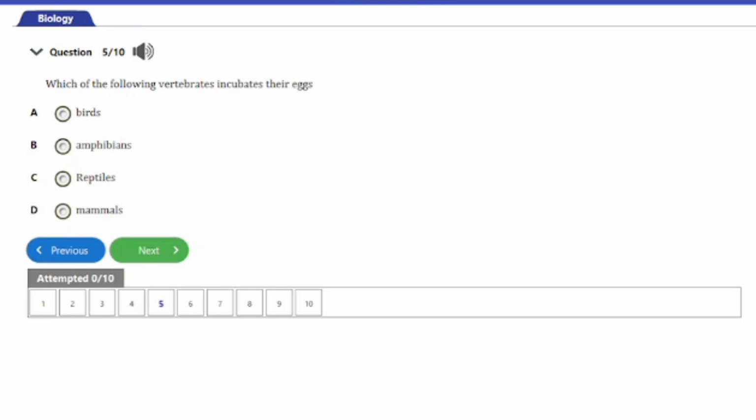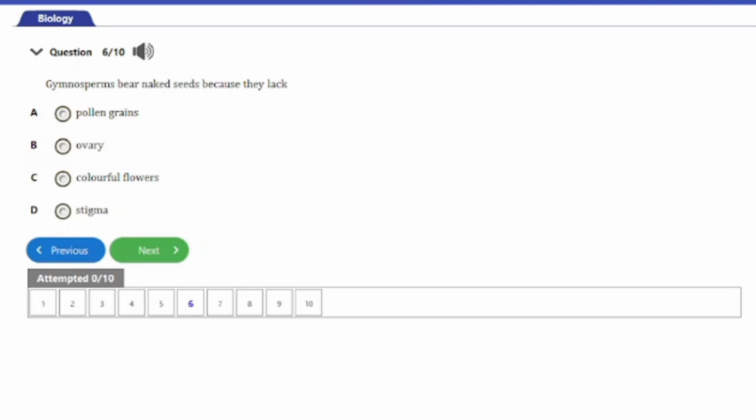Question number 5 here, it says, which of the following vertebrates incubate their eggs? We have A, birds, B, amphibians, C, reptiles, D, mammals. So guys, the answer to this question is option A, and that's birds. So guys, that's it for that question. Let's go ahead and consider the next question.